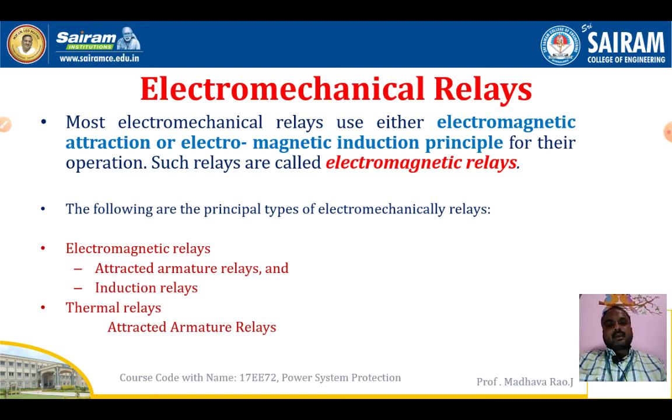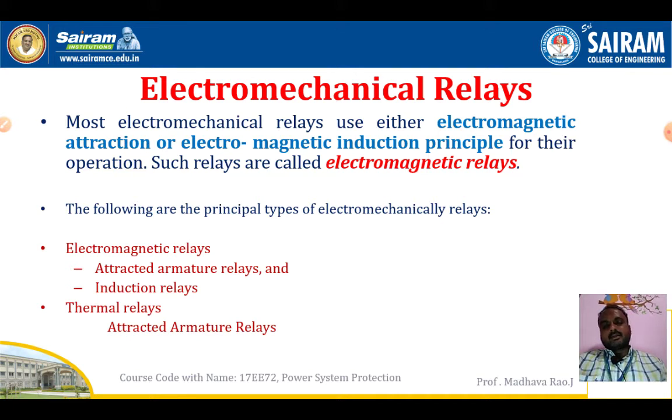These electromechanical relays are again classified into different types. The following are the principal types of electromechanical relays. The first one is electromagnetic relays. Electromagnetic relays are again classified into two different types: attracted armature relays and induction relays.